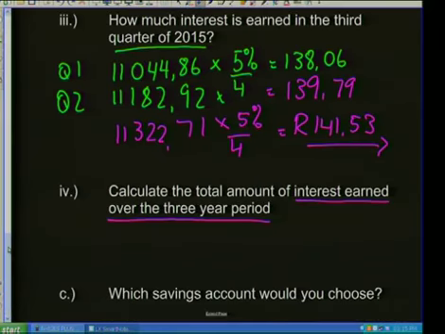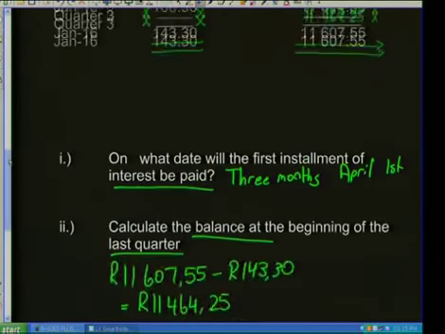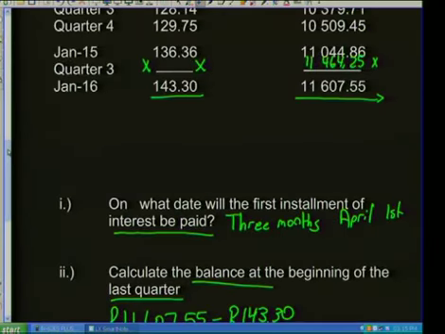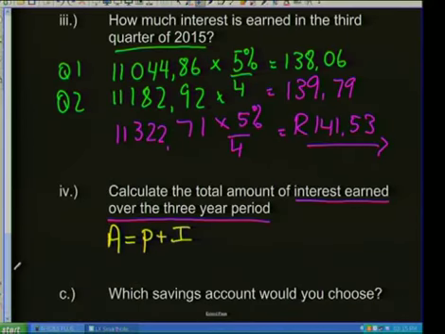Well, the total amount of interest earned, if you remember correctly, I gave you, well, what was in our bank account was our principal plus interest. Now, we know what's in our bank account. So we know that we've got 11,607.55.